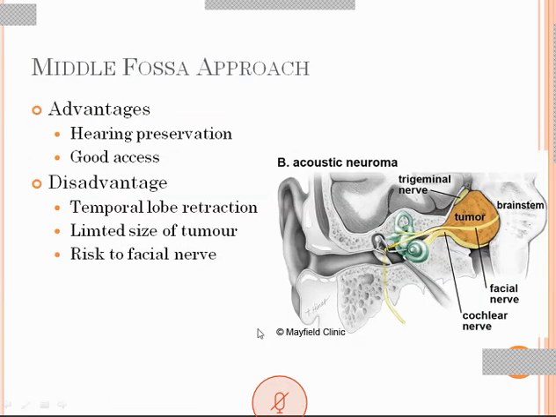Another approach is the middle cranial fossa approach. By this, we avoid damage to the labyrinth, but we retract the cerebrum. By retracting the cerebrum in this way, through a middle cranial approach, we can approach the tumor. But it is limited by the size of the tumor. Large tumors cannot be removed in this way. So the disadvantages are that the temporal lobe is retracted and the size is limited, and the facial nerve is also at risk because we cannot reconstruct it through this procedure.